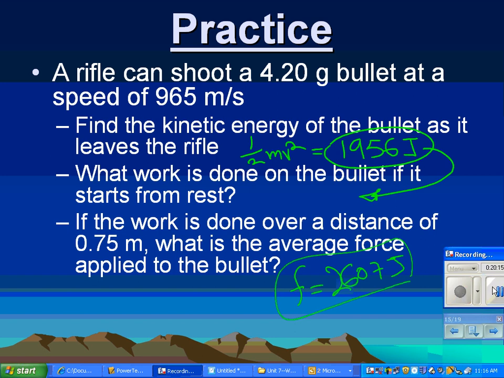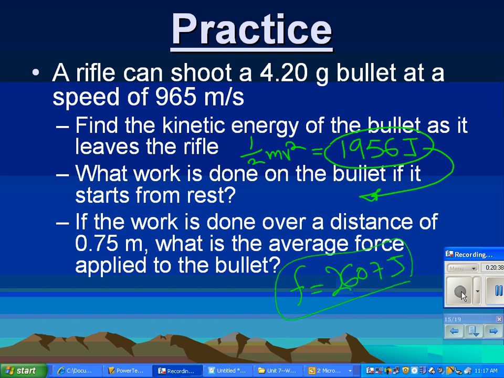Okay, I want to review one thing real quick. We talked about, with momentum, we talked about collisions. Do you guys remember the two different types of collisions? Elastic and sticky, also known as inelastic. Great. Is momentum conserved in an elastic collision? Yes. Is momentum conserved in an inelastic collision? Yes. So momentum is always conserved.